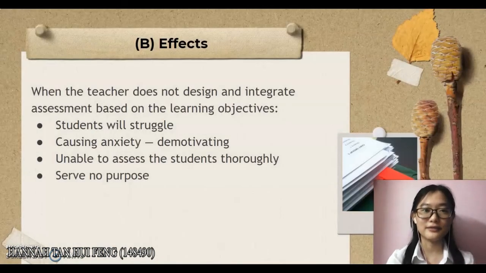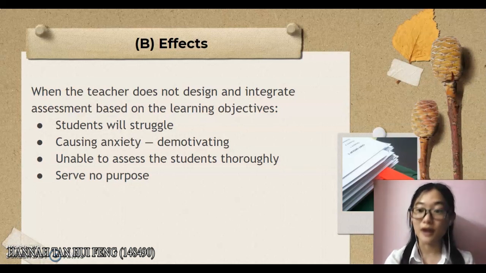And what is the effect of this? When the teacher does not design and integrate assessment based on the learning objectives, firstly, the students will struggle. The reason is because, take for example the HOTS questions, if the teacher comes up with a HOTS question that is so tough, the students, at first, are very confident with their ability, let's say in English, and suddenly there is a HOTS question bombarded at them that they cannot even comprehend. They cannot even understand what the question wants of them.